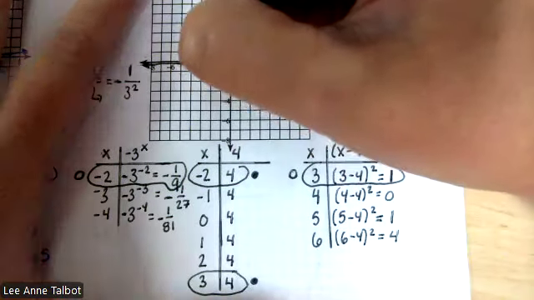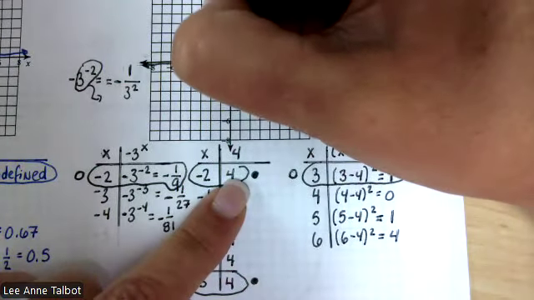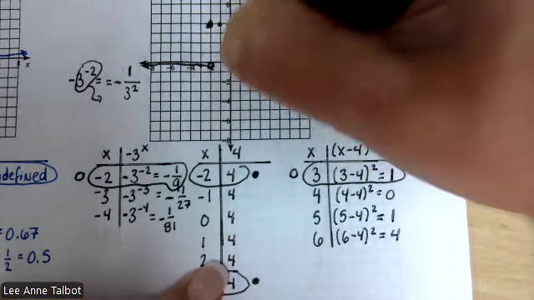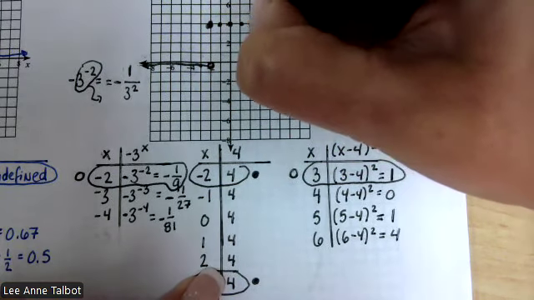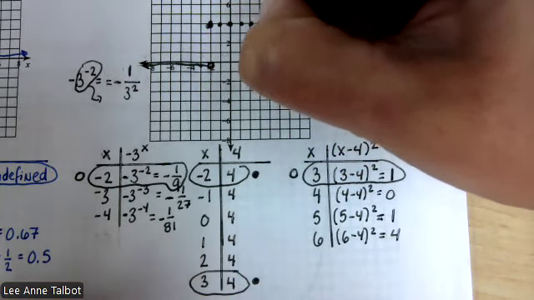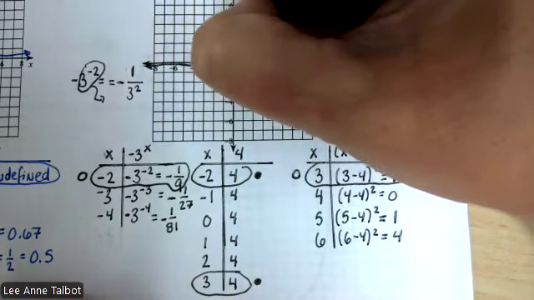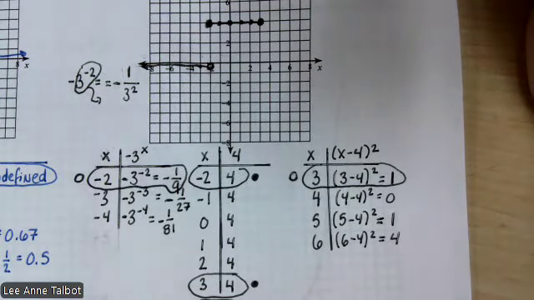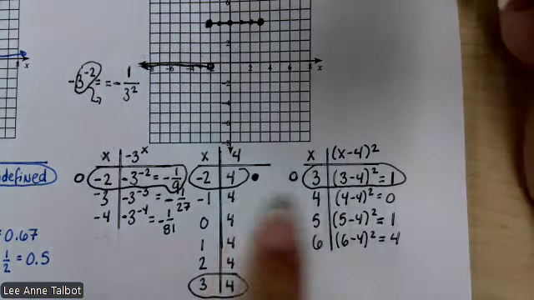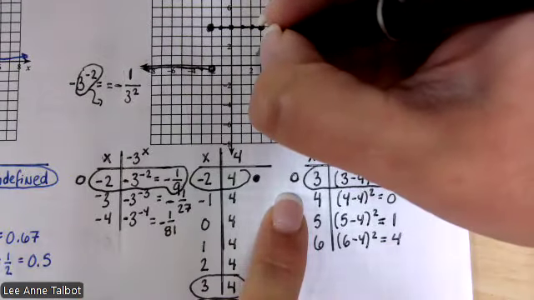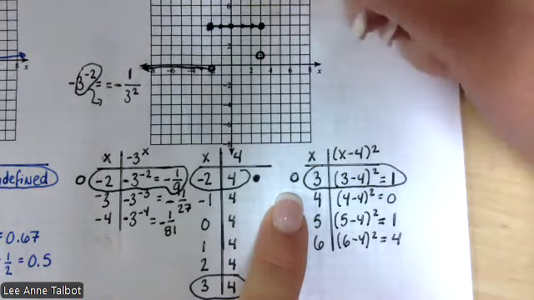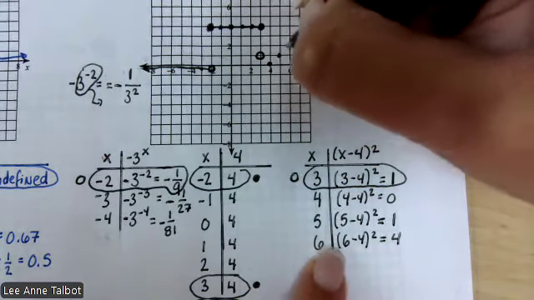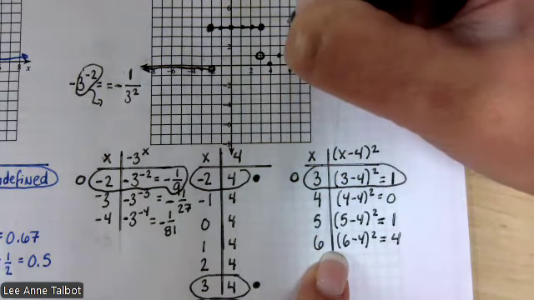Okay, -2, 4 is closed. -1, 4, 0, 4, 1, 4, 2, 4, 3, 4 is closed. Yeah, that's my favorite. Okay, and then 3, 1 is open. 4, 0, 5, 1, 6, 4.